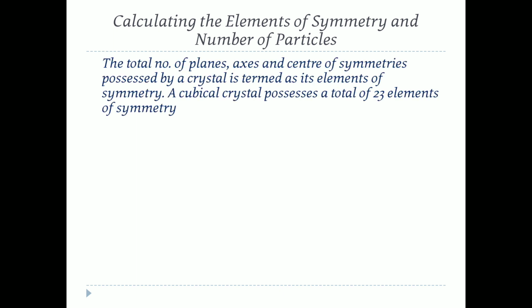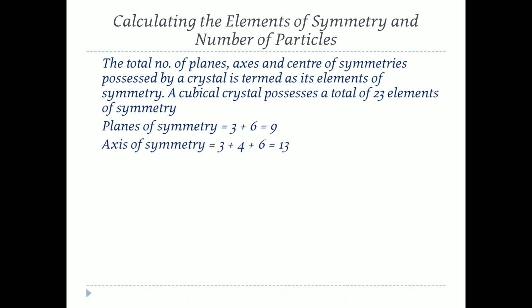Well, the first part is calculating the elements of symmetry and the number of particles. Elements of symmetry is not mentioned in your NCERT textbook, but it is a very important concept as far as your NEET examination is concerned. So in total, in a cube there are 23 elements of symmetry, and these include the planes, axes and the center of symmetry. Totally there are 9 planes of symmetry, that is, 9 planes that can divide a cube into equal parts. There are 13 axes of symmetry, and always there is one center of symmetry. So in total there are 23 elements of symmetry.